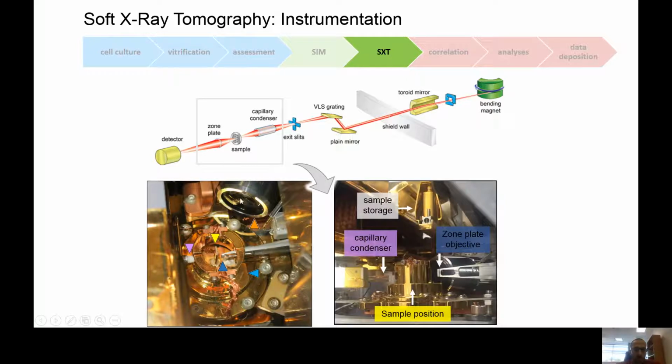It's also worth noting that inside this chamber we have also an optical microscope. So this is an optical objective that you see here, and this enables us also to get an optical microscopy map of the sample, which enables us to identify areas of interest and regions of interest easier before going into imaging with X-rays.